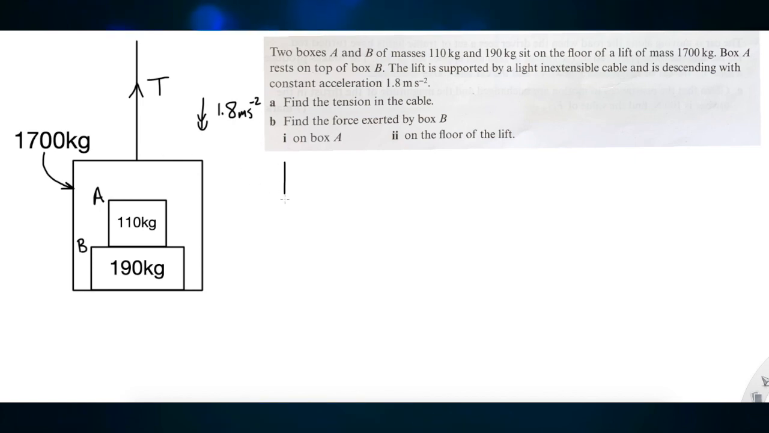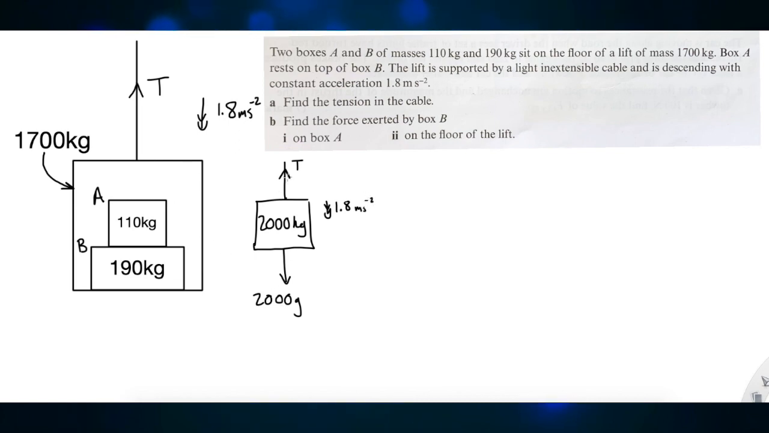Okay, so first things first, we're going to model this as one combined mass. So you have 1,700 plus 110 plus 190, which gives us a convenient number of 2,000 kilograms. So we have 2,000 G as our force downwards, T is our force upwards, and the acceleration is 1.8 downwards.